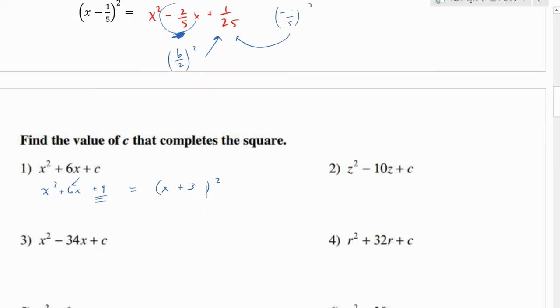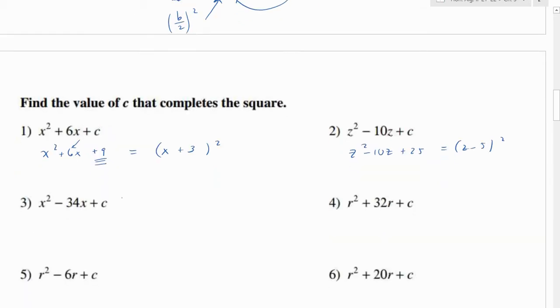Okay? So this one, z squared minus 10z, I want it to be a perfect square. Half of negative 10 is negative 5. Square that, it's 25. And then whatever that back half is, is whatever it was when I half the negative 10. So we're practicing them all.